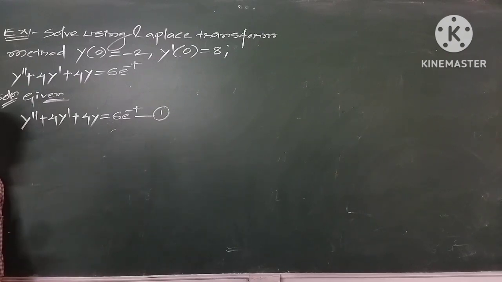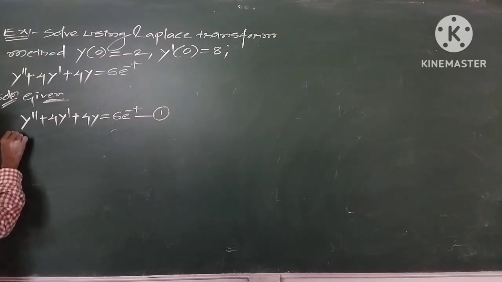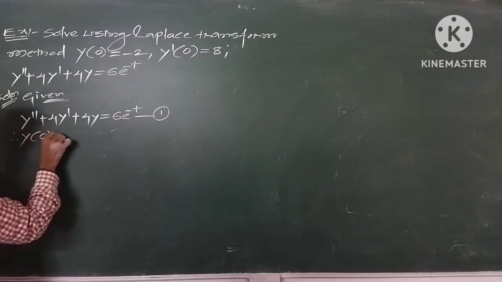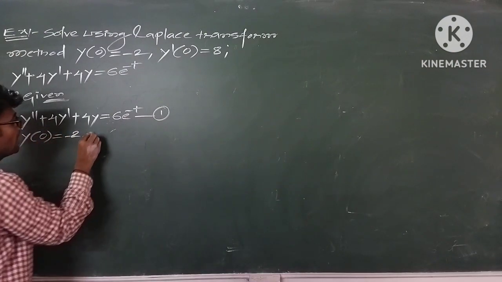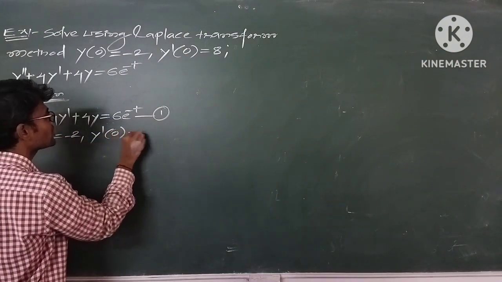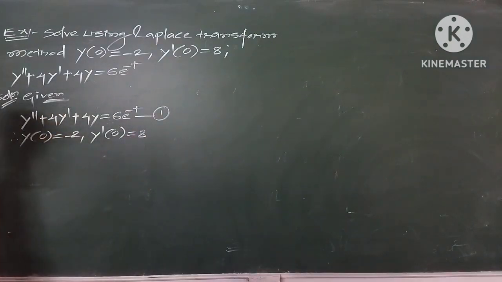They are given boundary values, that is initial values. So see, we are having initial values: y of 0 is equal to minus 2 and y dash 0 is equal to 8. So these are boundary conditions. These are initial values, right?